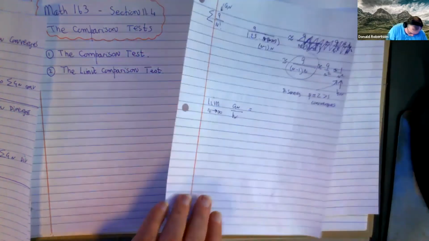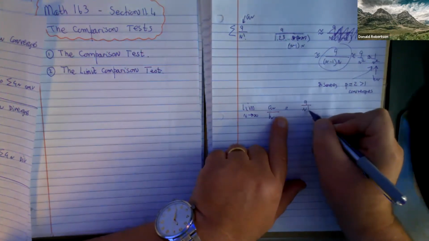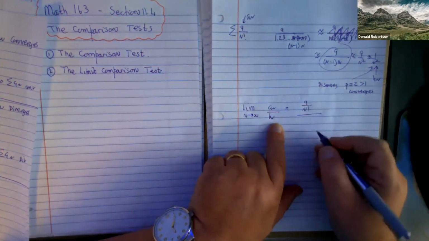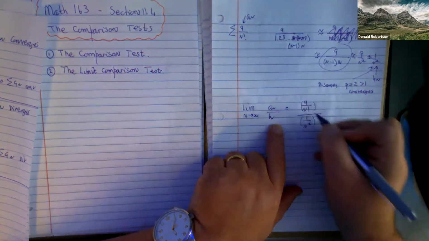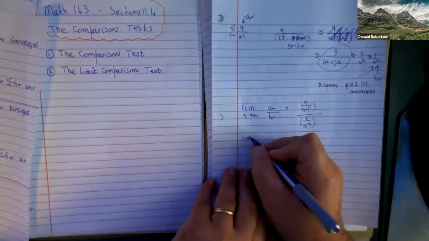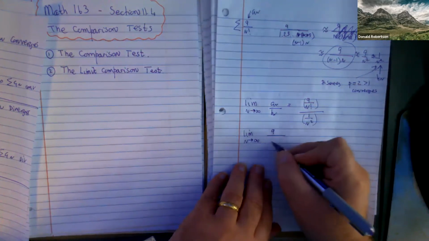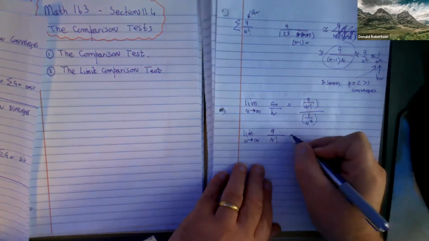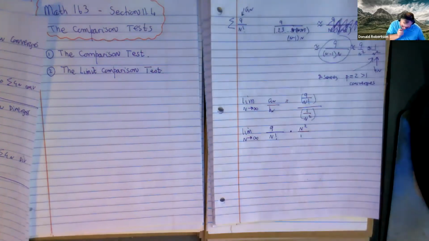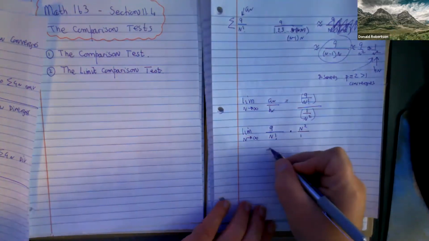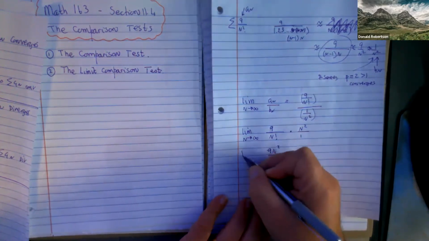Okay. Right, we have an, which is 9 over n factorial, divided by that guy. So that becomes the limit as n tends to infinity of 9 over n factorial times n squared over 1. So I now have 9n squared over n factorial.